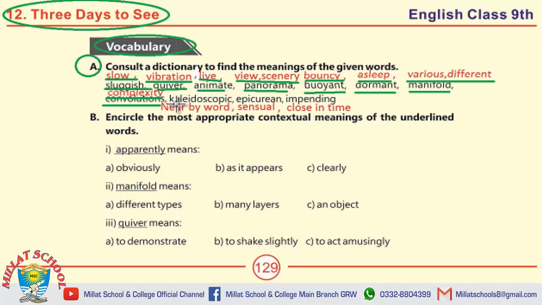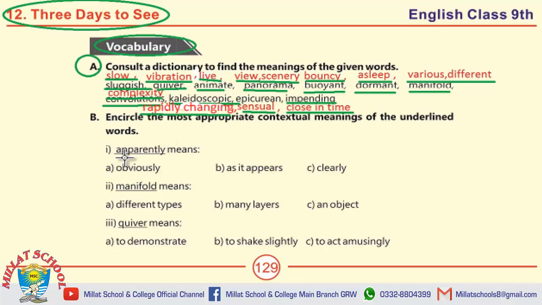Next word is kaleidoscopic, and the meaning of kaleidoscopic is rapidly changing. Next word is Epicurean, and the meaning of Epicurean is sensual. Next word is impending, and the meaning is close in time. Next, section B. Encircle the most appropriate contextual meanings of the underlined words.